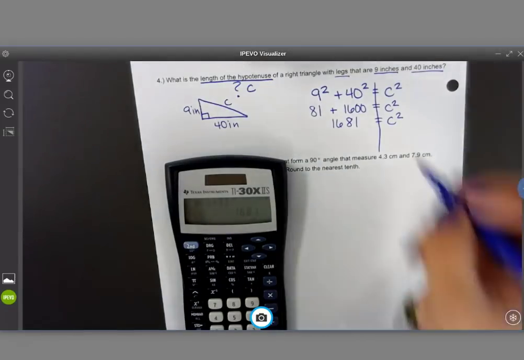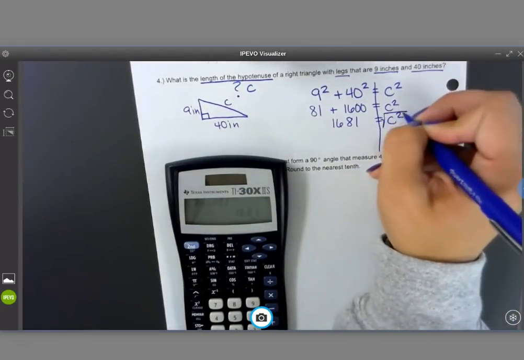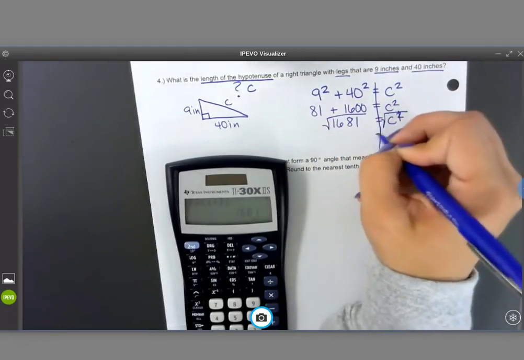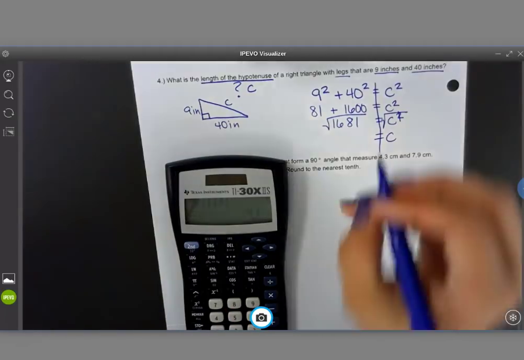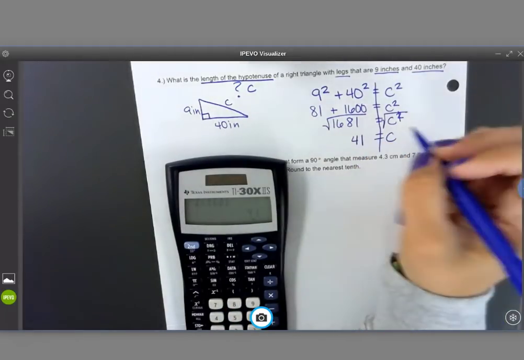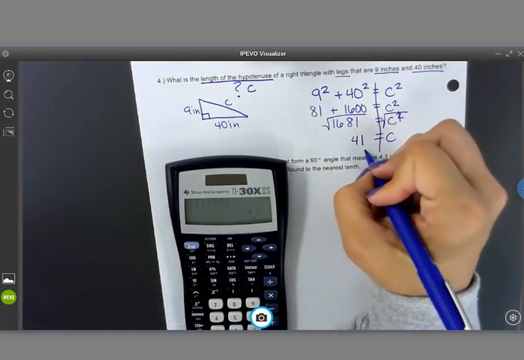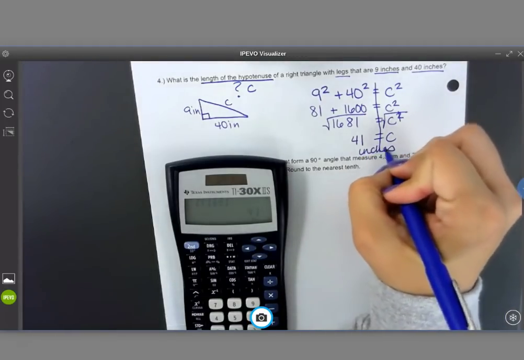Again, the opposite of squaring a number is square rooting it. So I have to do that to both sides. I hit second x squared. Type it in. Get 41, and since this is a word problem, I need to label it as 41 inches.